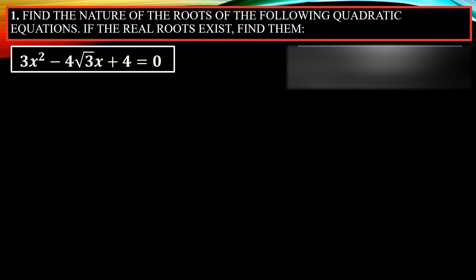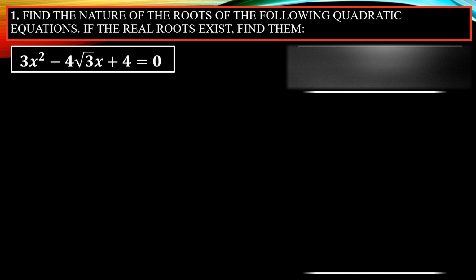So question number 1 is, find the nature of the roots of the following quadratic equations. If the real roots exist, find them. Nature of the roots is given by the discriminant of the equation, that is b square minus 4ac. If the discriminant is either greater than 0 or equal to 0, in both cases the equation will have real roots and we'll find them.